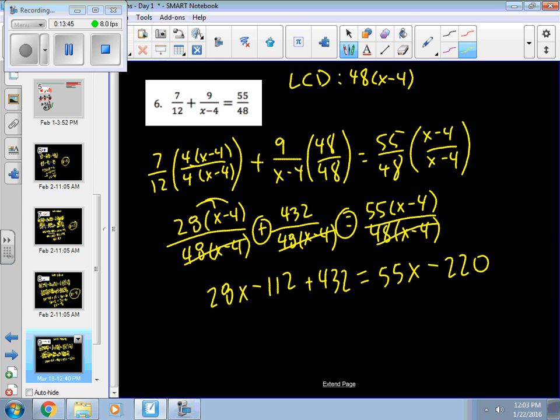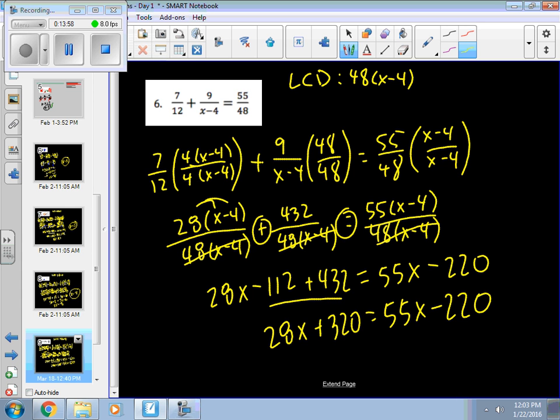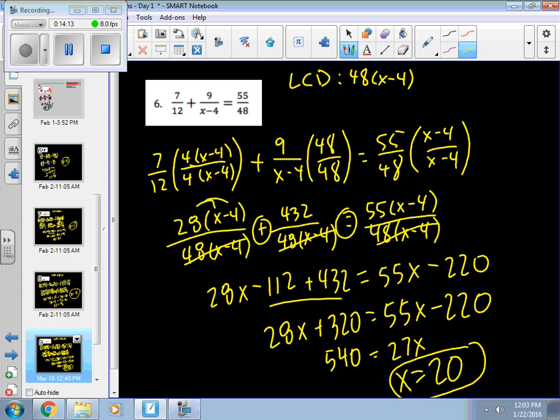Now let's just solve an algebra equation that you guys should be pretty good at by now. 28x, if we combine these like terms, that's 320. We can add 220 over, and let's minus 28. So if we do that, that's going to be 540. 55 minus 28 is 27x. And if we divide by 27, the answer is going to be 20. And 20 does check out as an okay answer.